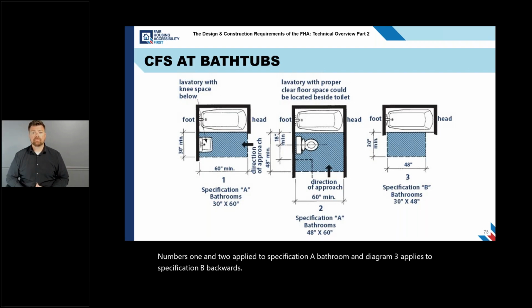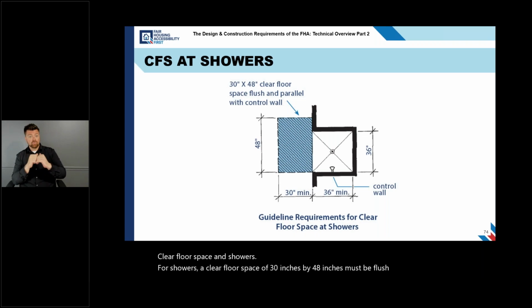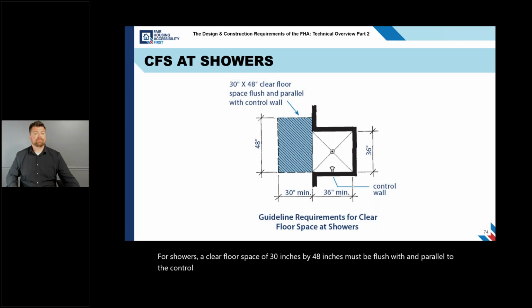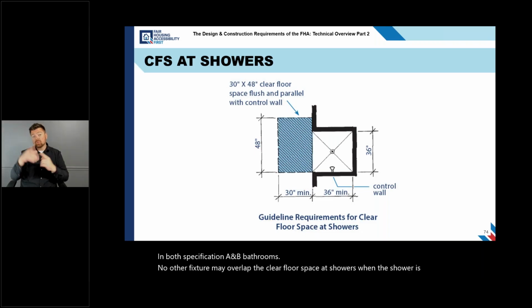Clear floor space at showers. For showers, a clear floor space of 30 inches by 48 inches must be flush with and parallel to the control wall. In both specification A and B bathrooms, no other fixture may overlap the clear floor space at showers when the shower is only 36 inches long.